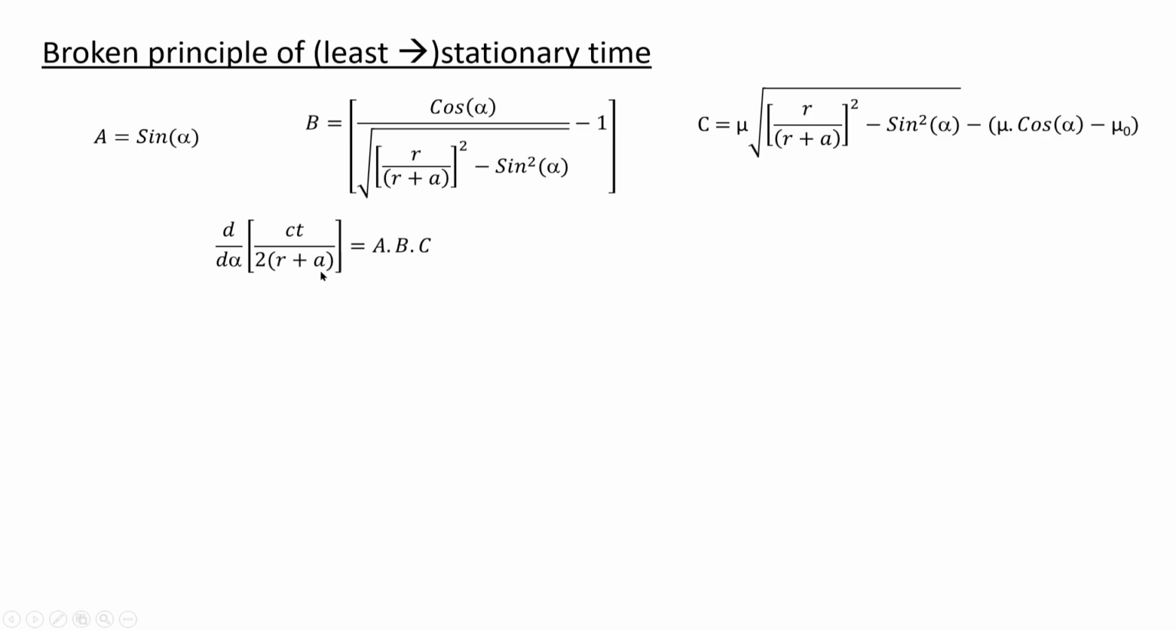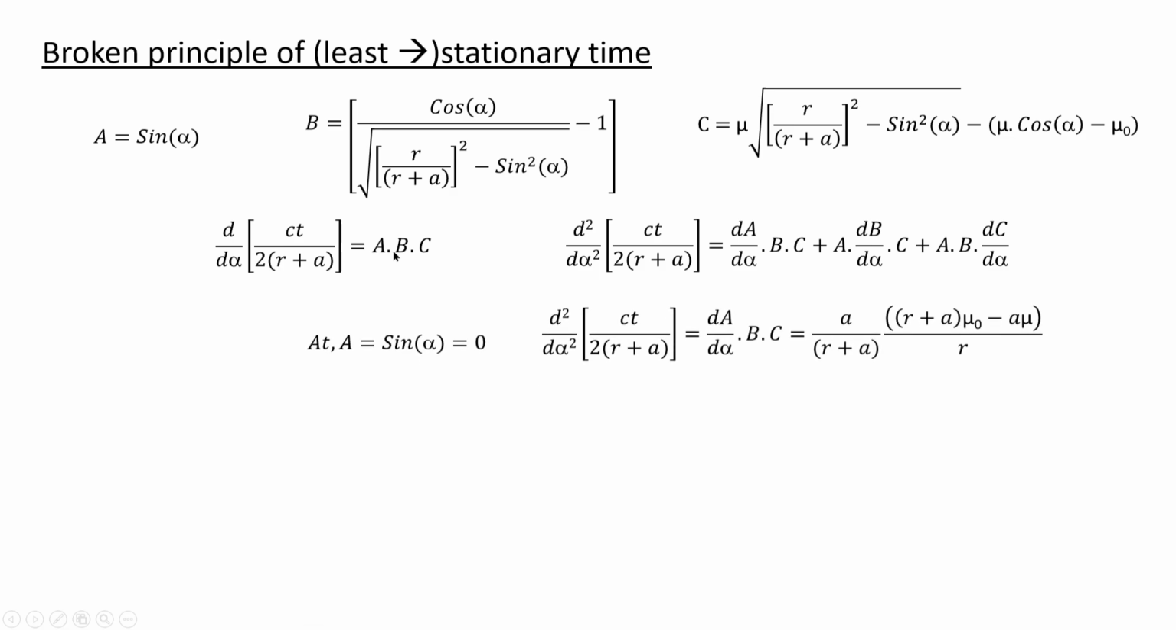As we discussed, this d by d alpha of the time term t is made up of three factors: a, b and c. If we take a second derivative of this time term with respect to alpha, d square by d alpha square of this, we get an expression like this, because it's a product of three terms. And at sin alpha equals 0, when the first factor is 0, these two terms drop off. Alpha equals 0, so we'll just consider this factor at this point.